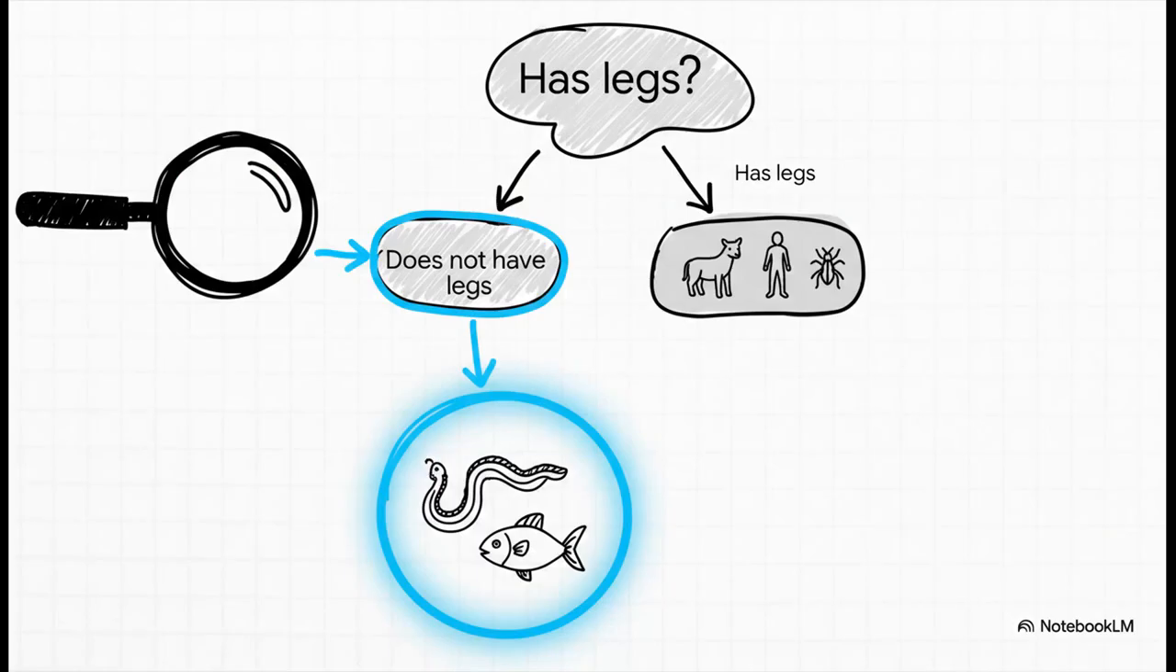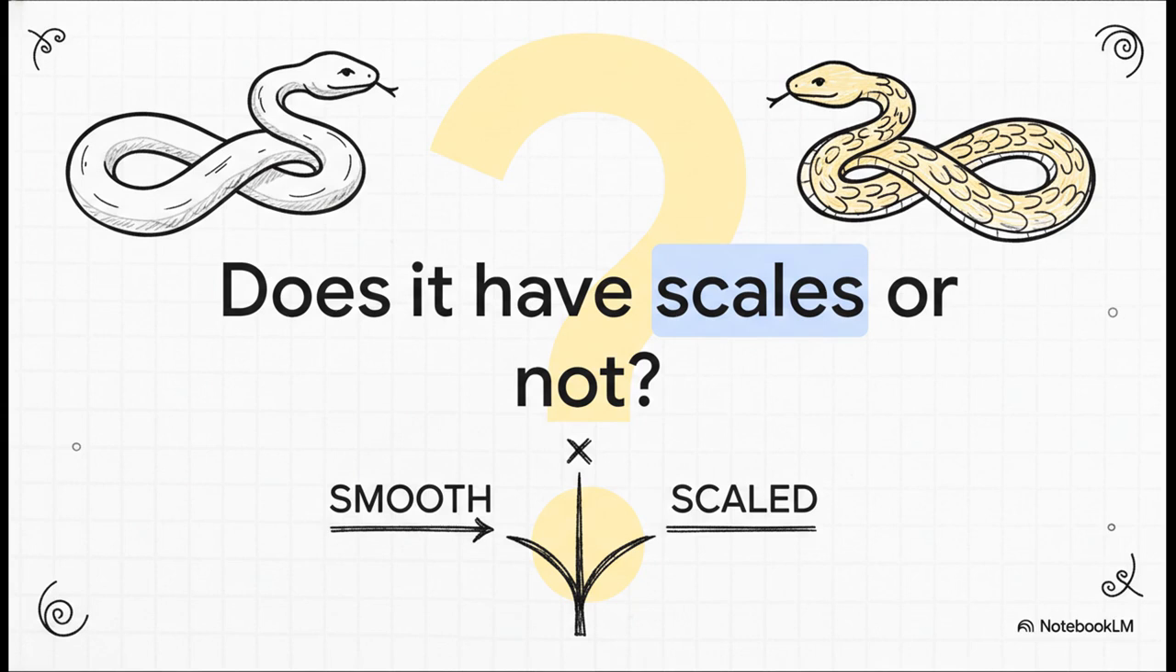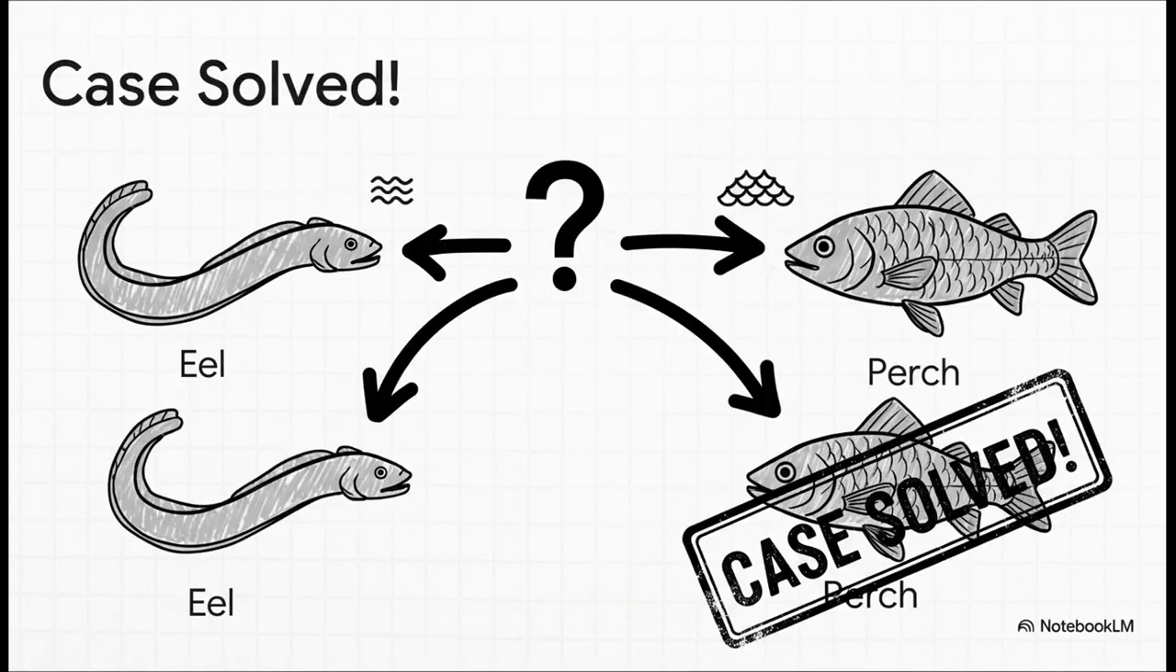Let's trace a few of these paths together and see how it works. Okay, let's start with the creatures that failed the leg test, the eel and the fish. They're now in their own little group, but we still need to tell them apart. So, what's our next question to separate these two slithery suspects? Well, if we look closer, one of them has a smooth body and the other is covered in scales. So that's it. That's our next question. And just like that, we've got it. If the creature has scales, it's the perch. If it has no scales, it's the eel. Boom, 2 mysteries solved. See how effective this is?